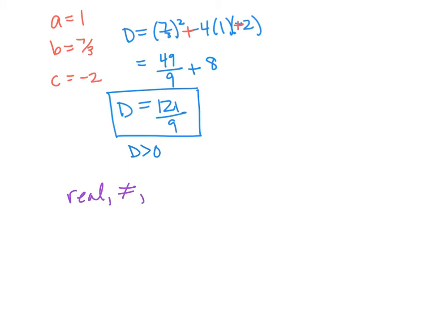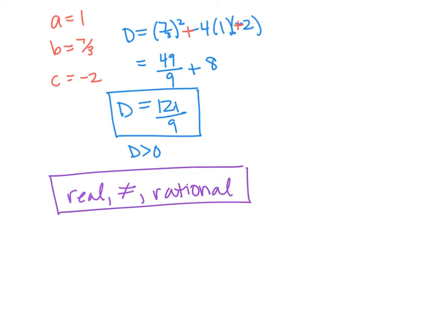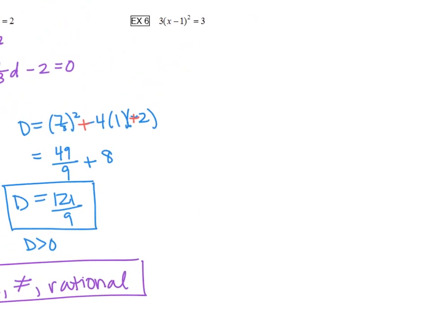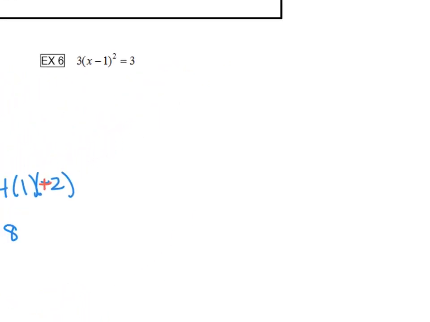And 121 over 9, is that a perfect square? Well, 121 is a perfect square and 9 is a perfect square. So you could square root both of those and get 11 over 3. So we're going to say yes and say that this is rational. So we've got our discriminant and we've determined the nature of the discriminant. That's the way the directions sound on these problems. All right, let's try another one.